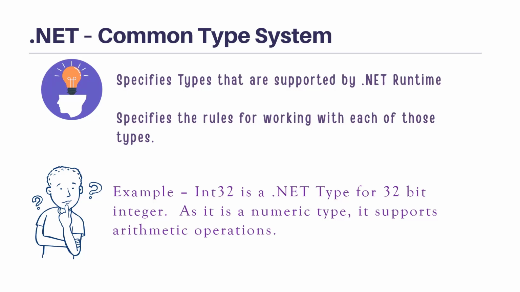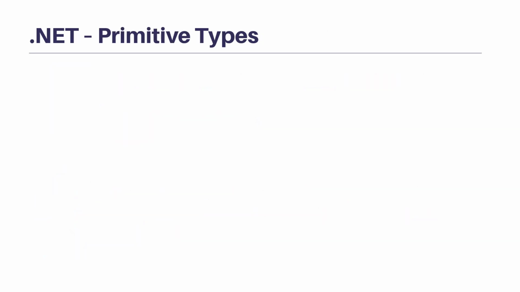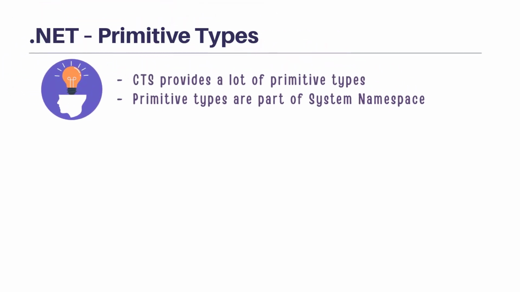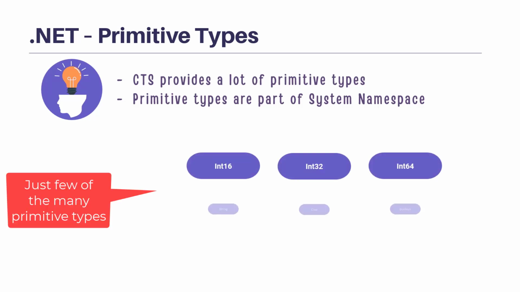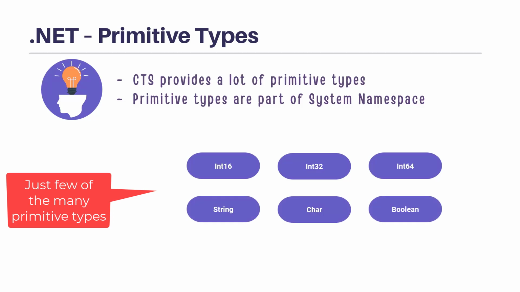CTS provides various primitive types as a part of the System namespace. When we install the .NET SDK, all those types are available for us and we can use them for application development. CTS defines various types in its specifications, and all those types can be categorized into 5 categories: classes, structures, enumerations, interfaces, and delegates. We have covered the basic idea about classes in chapter 2. The rest of the types we will cover in coming chapters.